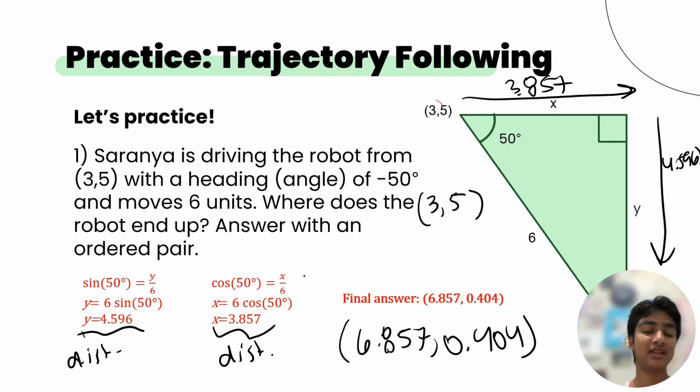And don't just plug in the x and the y value that you get, because that could be just the distance. That's the distance you traveled. That's like the sort of trigonometric path with which you traveled. But that's not where it ends up, because you start from 3, 5. So that's your final answer, 6.857 and 0.404. As you can see here, I also made that mistake, so just remember it.